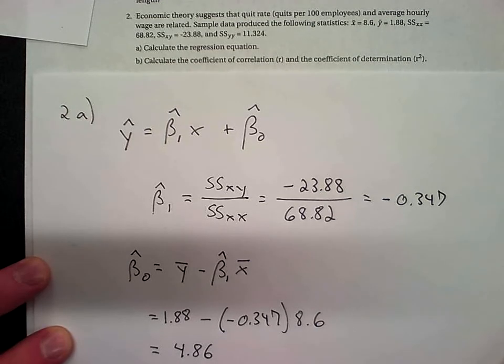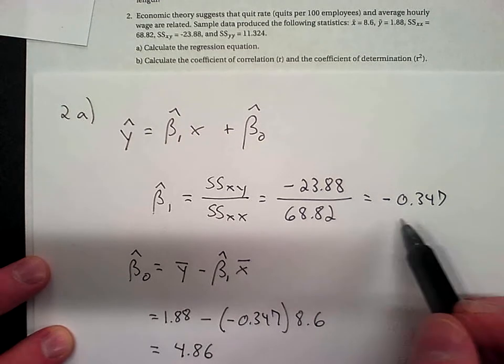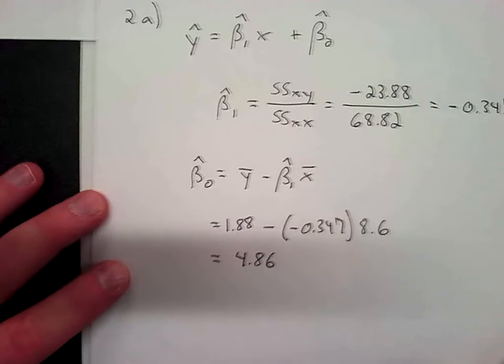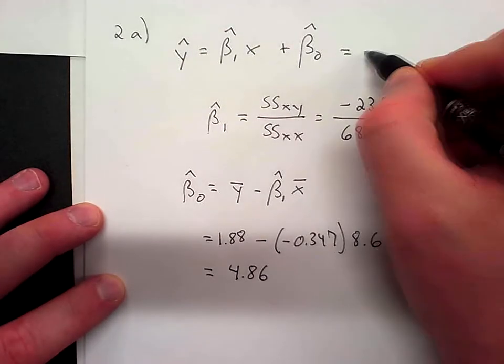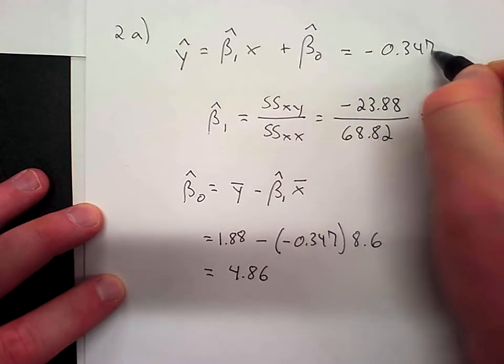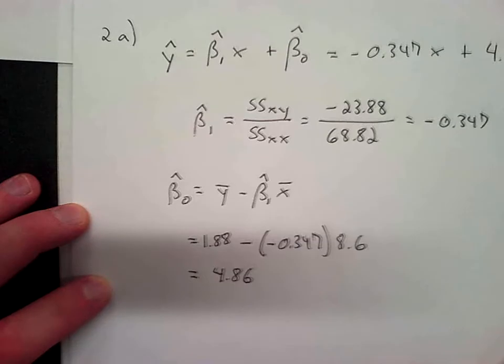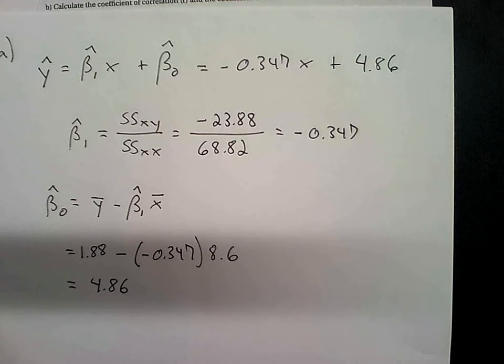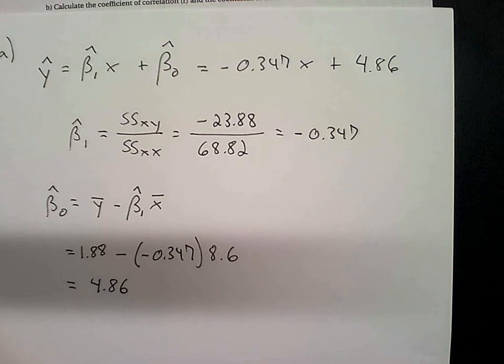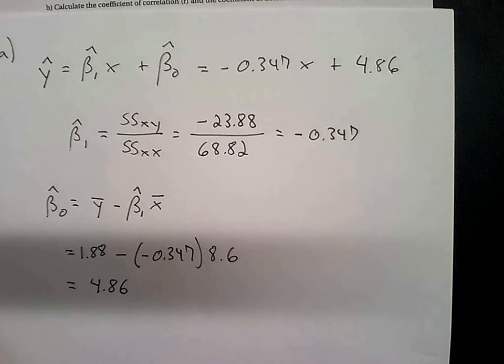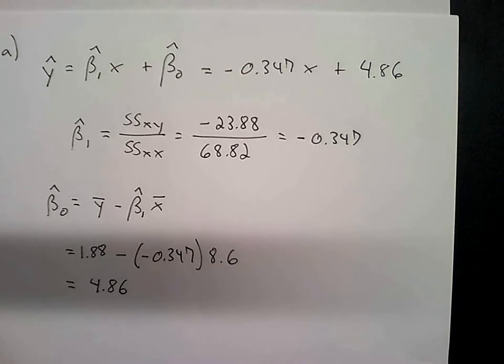So now we have that beta naught hat is 4.86 and beta 1 hat is negative 0.347. So if we put these two things together, we get negative 0.347 times x plus 4.86. And that's going to be the equation of our regression line. Part A. Everybody good with part A? Alright, let's do part B.